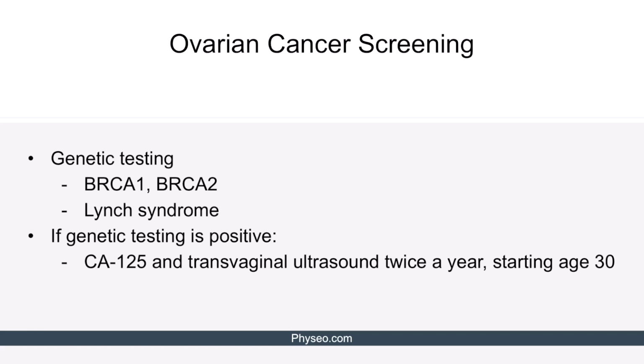Well, screening for ovarian cancer usually begins with genetic testing for high-risk mutations, such as mutations in BRCA1 or BRCA2, and mutations that predispose patients to Lynch syndrome. Now, if genetic testing identifies a high-risk mutation, clinicians should obtain a CA 125 level as well as a transvaginal ultrasound on their patients twice a year. And you're going to start that at age 30.